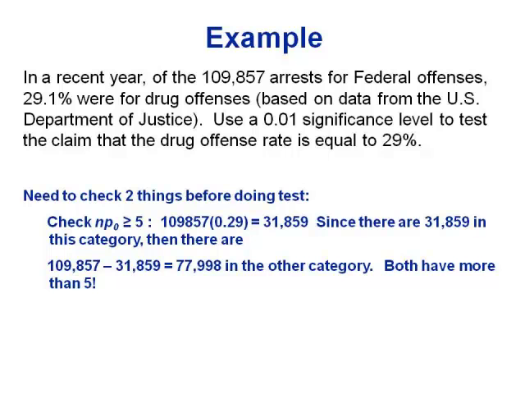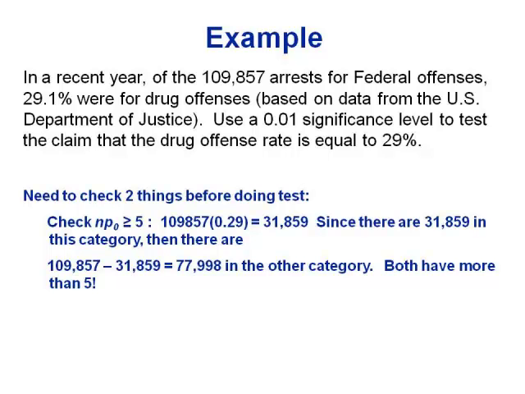We'll run through another one. So in a recent year, 109,857 arrests for federal offenses, 29.1% were for drug offenses. Okay, that's actual data. It's a little old. And then we're going to use a 0.01 significance level to test the claim that the drug offense rate is actually equal to 29%. So it was pretty close to 29% in the sample. We want to say that it's just 29% for the whole population.